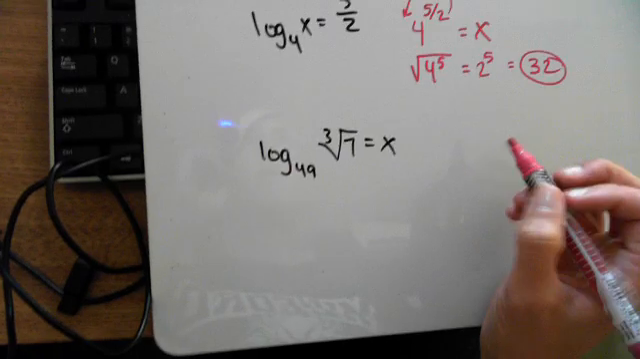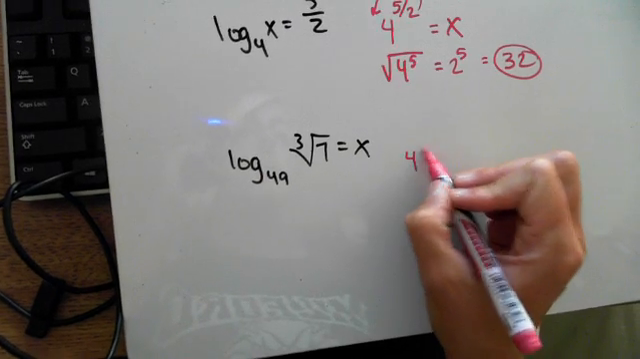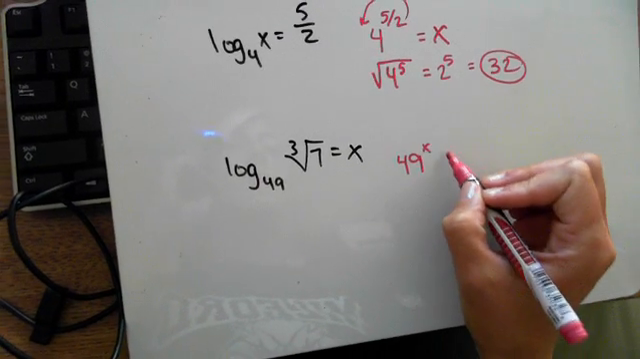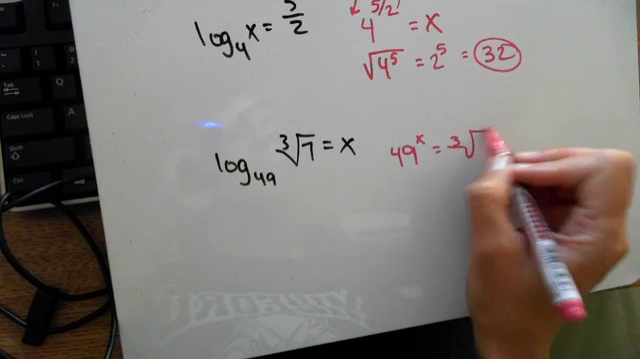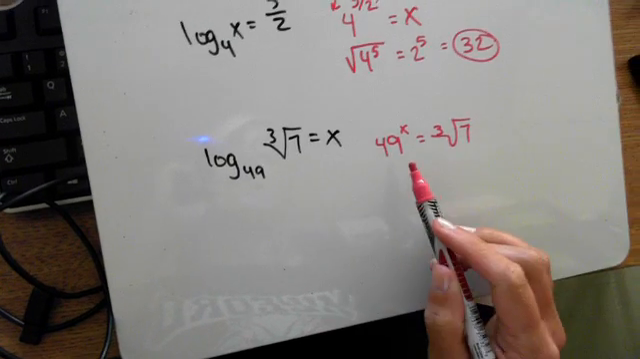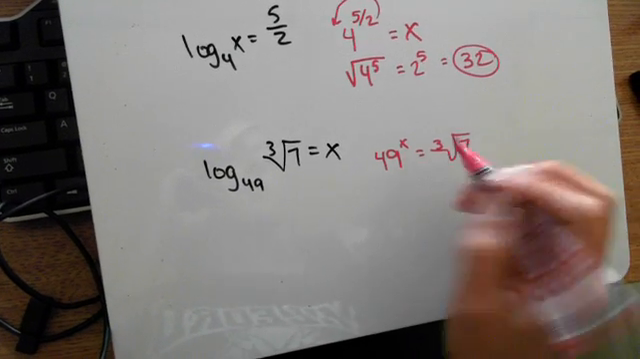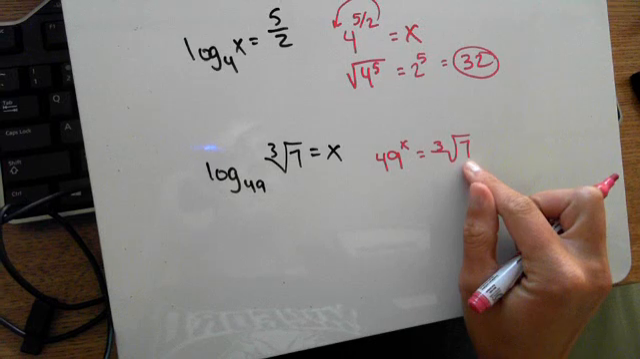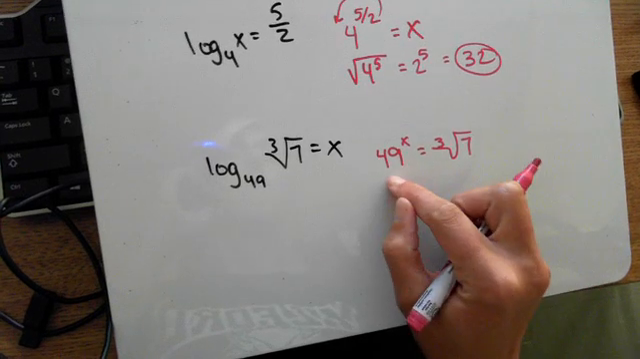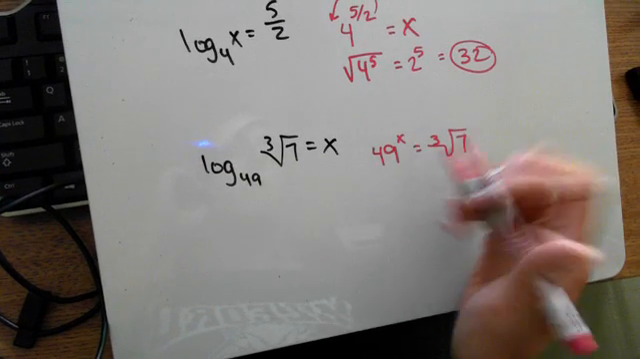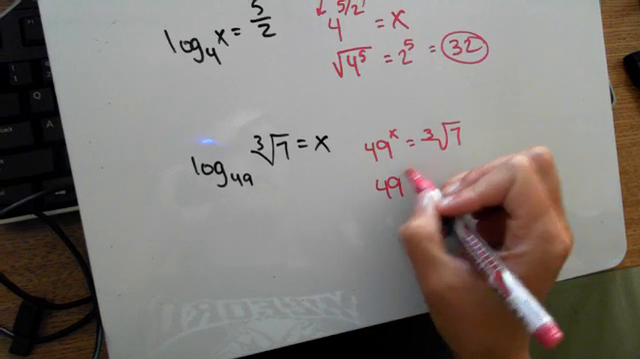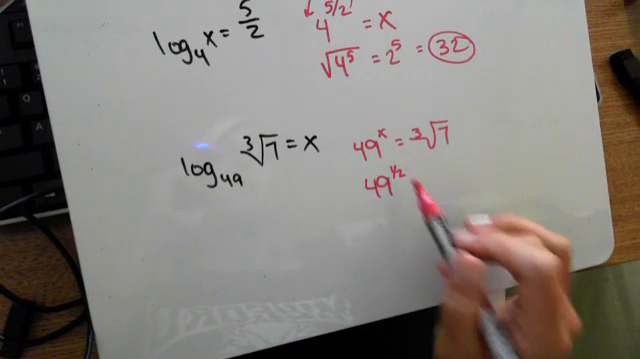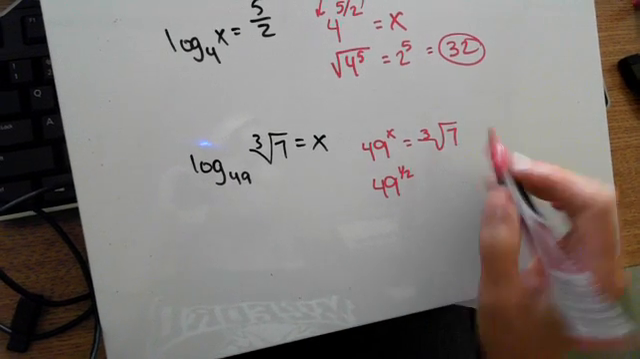Our last one's probably the hardest. So if we take 49 and we rewrite it, 49 to the x is the cube root of 7. That looks like it's hard to do in your head, but if you start to think about it, how is 49 related to 7? Well, 7 is the square root of 49. So my power, my exponent, has to have a 1/2 because the square root is represented with a 1/2.